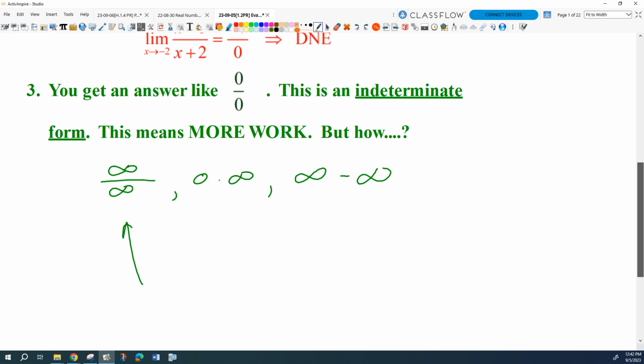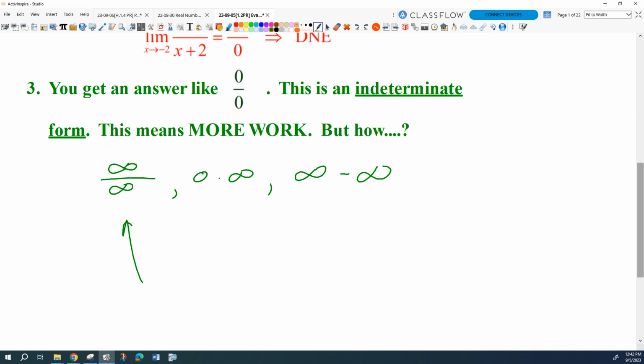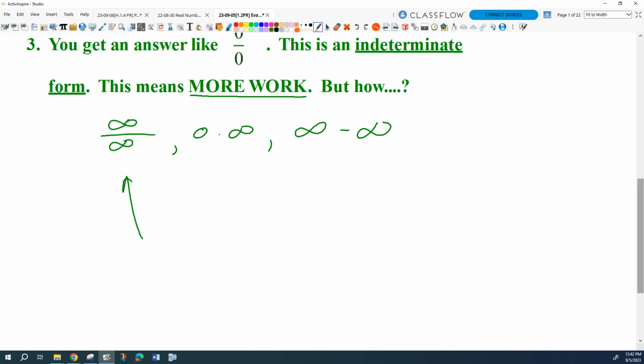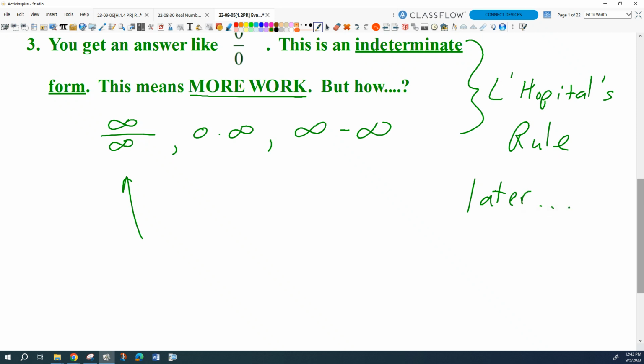the third outcome that we could have when we evaluate directly is an indeterminate form. Okay, and that always means more work. But what kind of more work? Now, there is going to be a kind of secret weapon for this type of outcome when you get an indeterminate form, and that's called L'Hopital's rule. But that's later. We have to know how to differentiate before we can apply L'Hopital's rule.